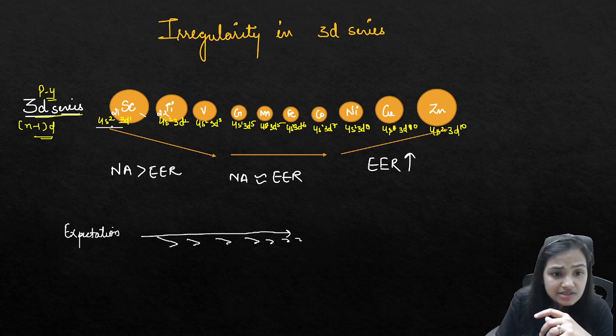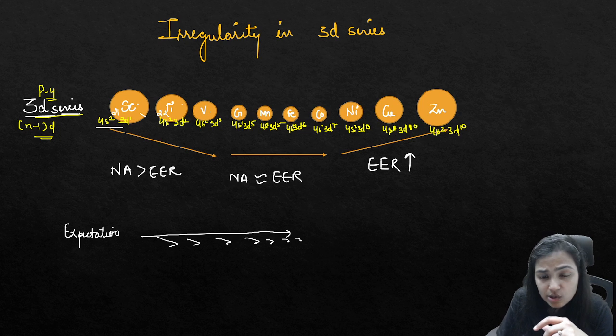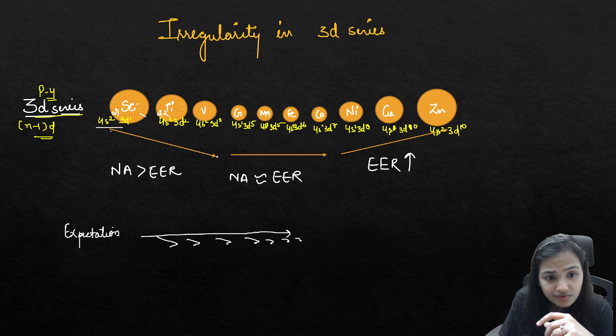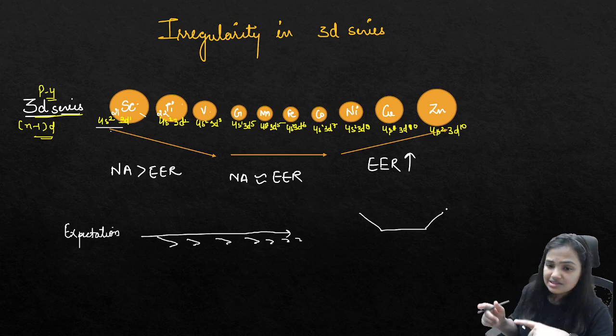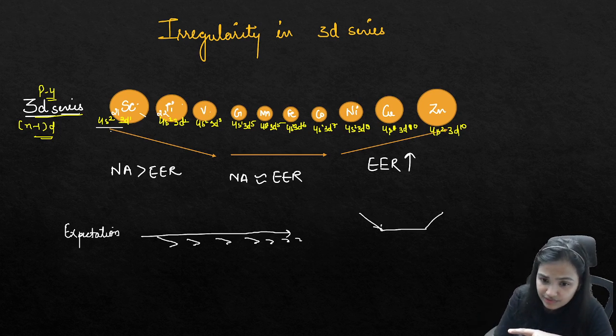The size is first decreasing, then it becomes constant, and then there is an increase. I usually say this is a boat form: decrease, constant, and increase. So there is a formation of a boat. You can remember it like this. First the size will decrease, then it will remain constant, and then there will be an increase in size.